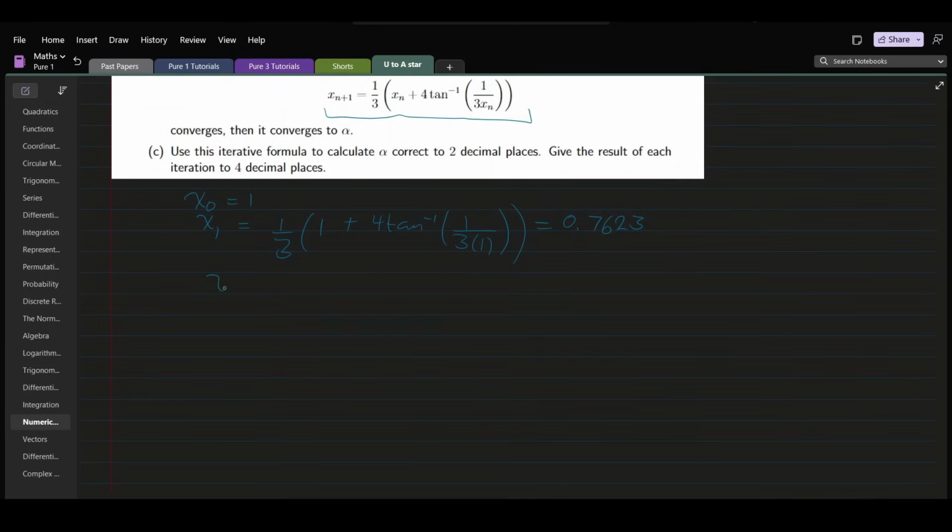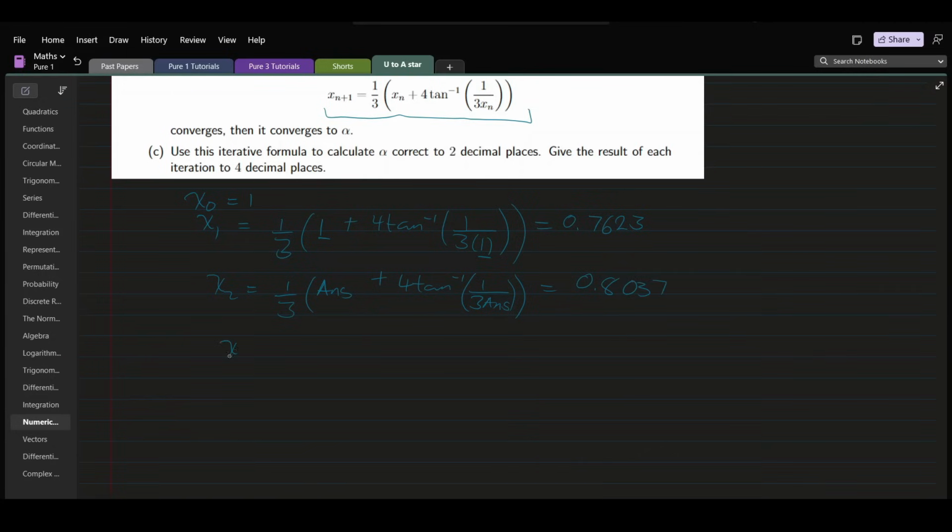Now we need to evaluate x2. So x2 is equal to 1/3. Now everywhere where we put x0 in x1, we're going to replace that with ans. So that's here and here. Use the answer function on your calculator. So that's 4 arctan of 1 over 3 times answer. This is equal to, so in your calculator just simply replace the x0 with ans and don't change anything else, and press equals.